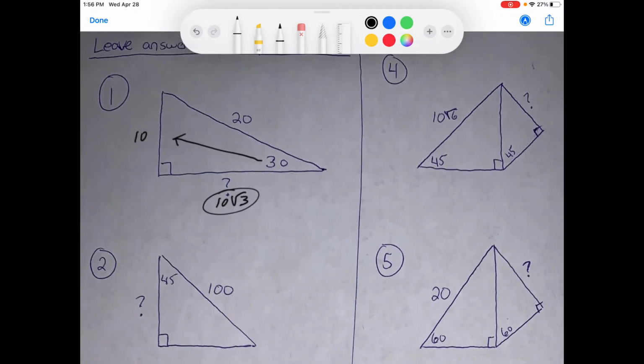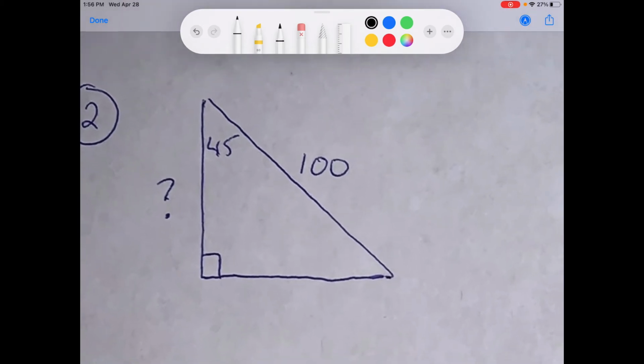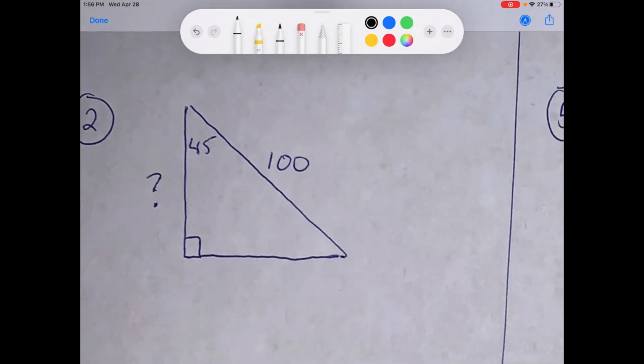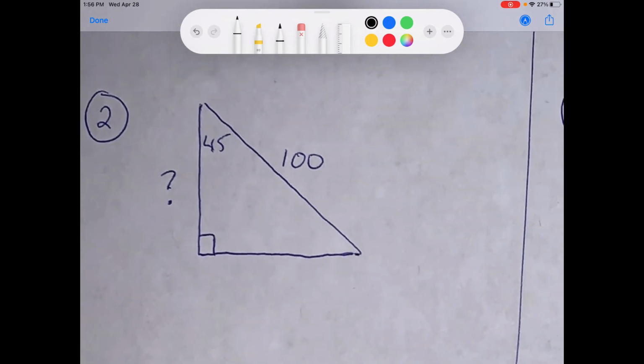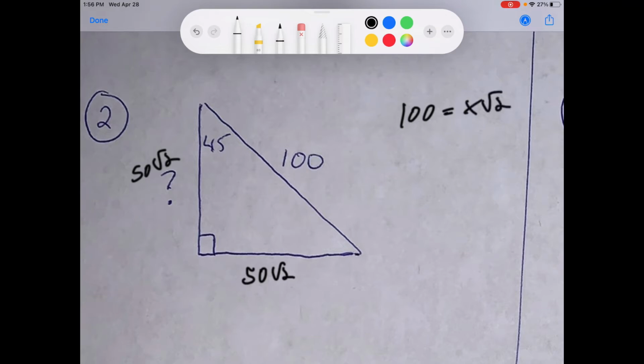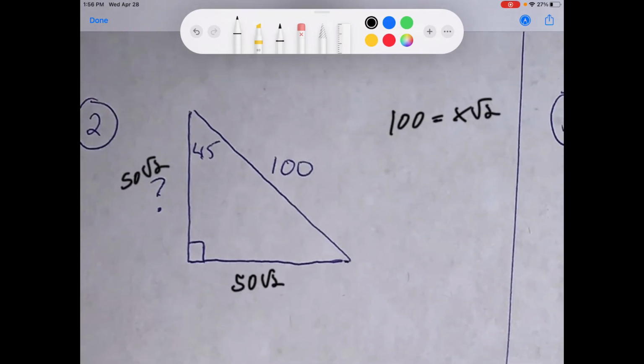Okay, number two. It's a 45, 45, 90. And on these, if your hypotenuse is an even number, you can just half it and multiply it times root 2. So this will be 50 root 2, 50 root 2. Another way to do it is you say 100 represents x times root 2, and we could solve that for x by dividing both sides by root 2.